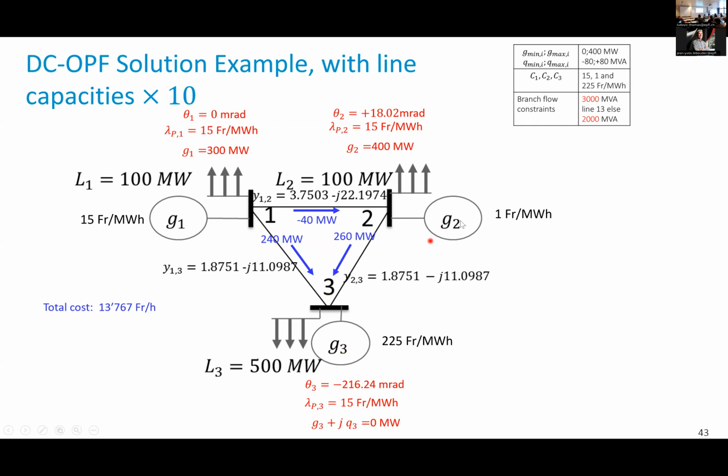Why is it? Because now G2 is saturated, but in order to generate more, if there is more demand here, it will have to come from node 1, which is at a cost of 15 here. So having a more powerful grid in this case had a dramatic effect on the locational marginal price and on the price of electricity at this part of the grid here.